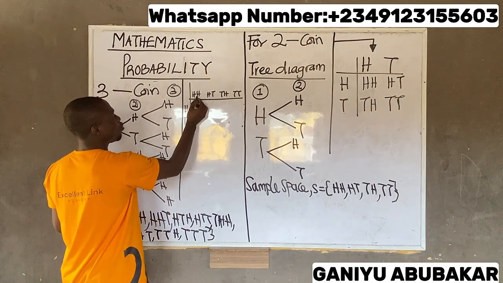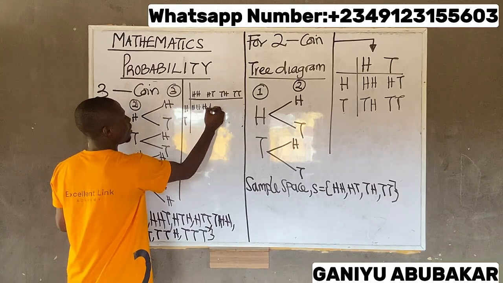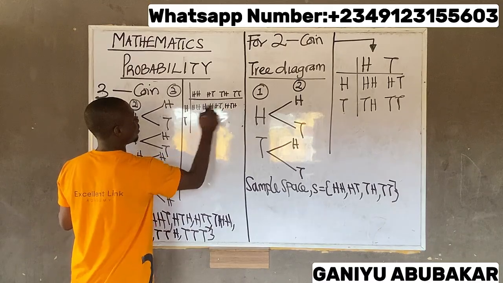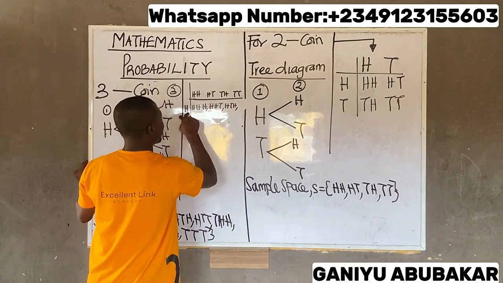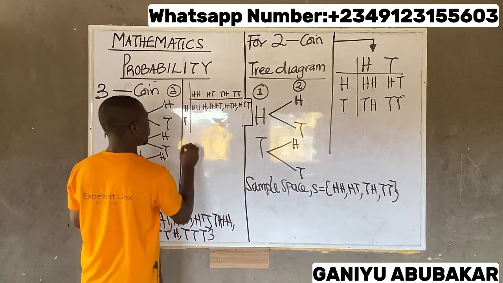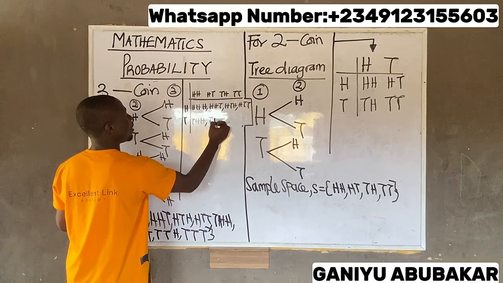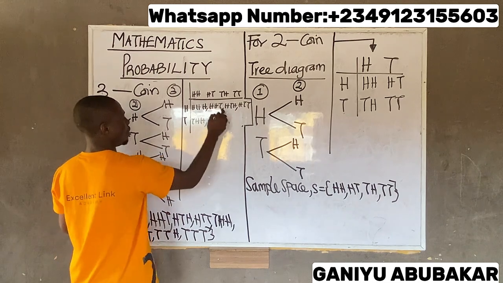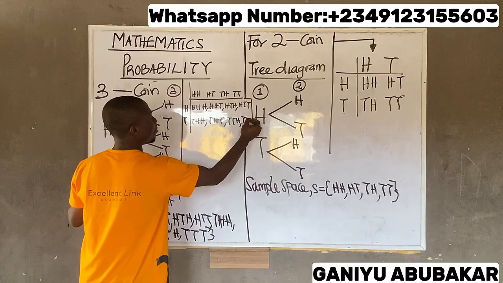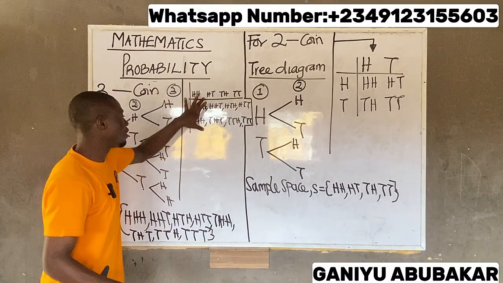Now head. This one gives you head, head, head. That's 1. This and this gives you head, head, tail. This and this gives you head, tail, head. This and this gives you head, tail, tail. Watch again. This one gives you tail, head, head. This one gives you tail, head, tail. We have tail, tail, head, and we have tail, tail, tail. You can see the same thing, 1, 2, 3, 4, 5, 6, 7, 8, the same thing that is here.